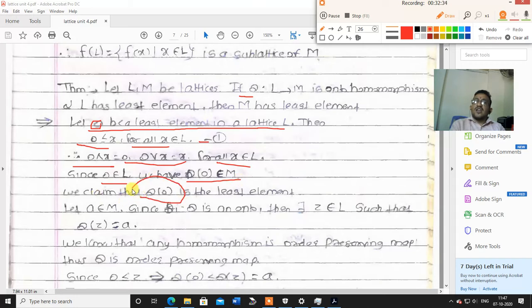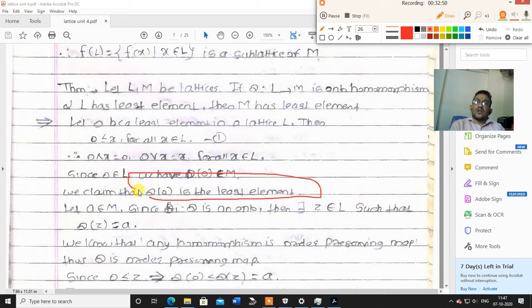Okay, so we claim that theta of 0 is the least element, आपल्याला या ठिकाणी शो करायचं. Okay, so image of 0 is also the element of M because theta is a function. So we claim that theta of 0 is the least element आपल्याला या ठिकाणी शो करायचं आहे. Okay, so let A be an element of M and theta is onto. आता हायपोथेटिक element of M, याचा अर्थ there is at least one element inverse image in L because theta is onto. Therefore there is at least one element x in lattice L such that theta of x is equal to A.